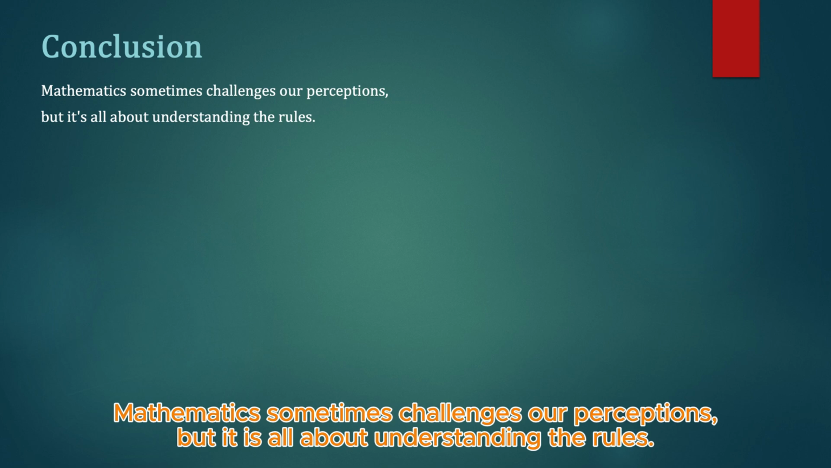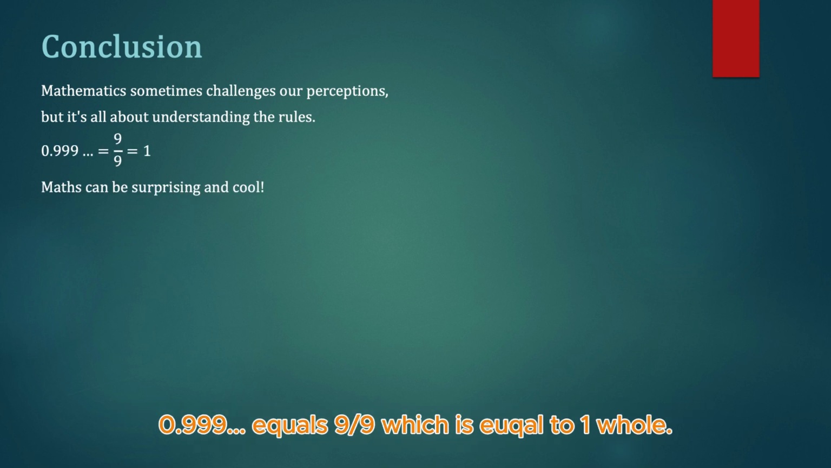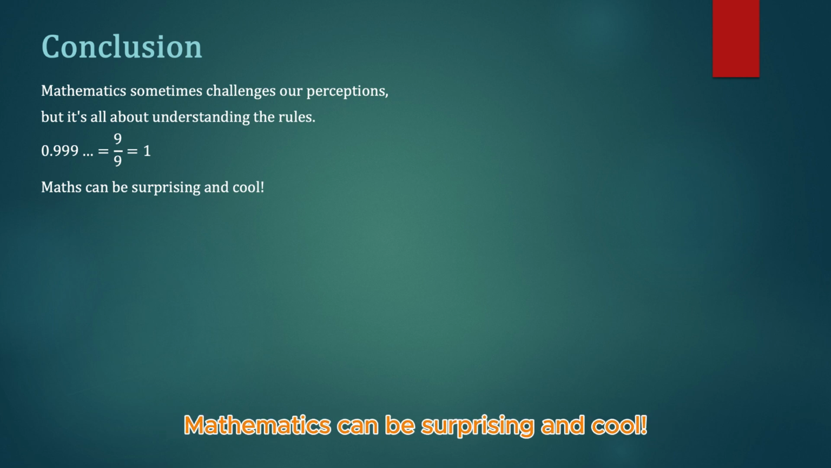Mathematics sometimes challenges our perceptions, but it is all about understanding the rules. 0.9 repeating equals 9 over 9, which is equal to 1 whole. Mathematics can be surprising and cool.